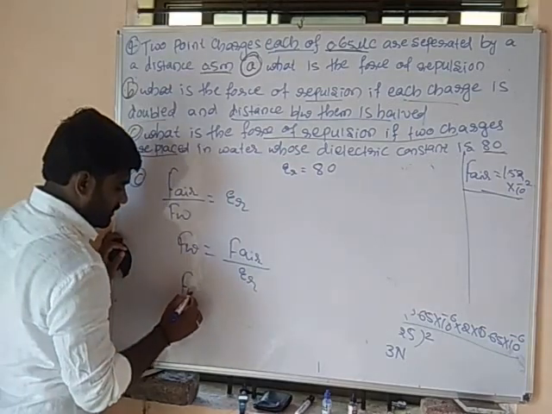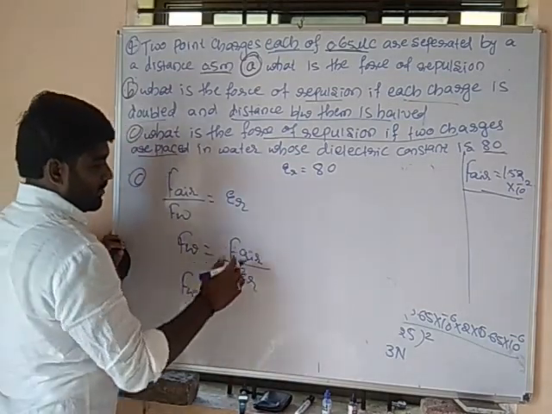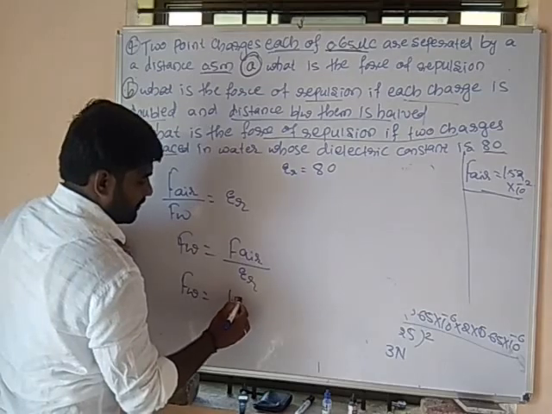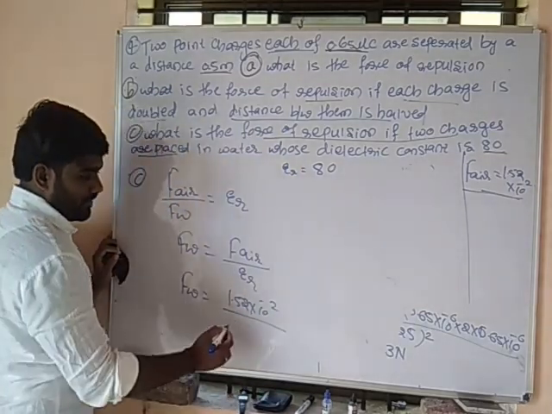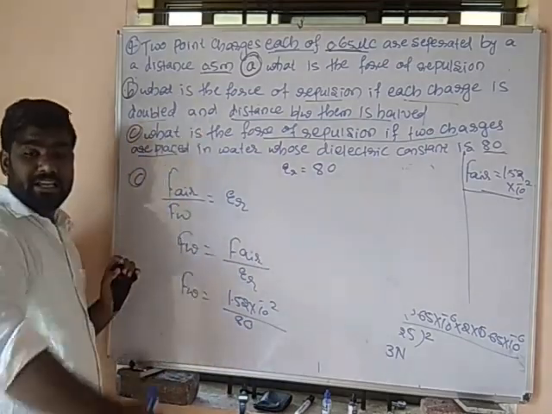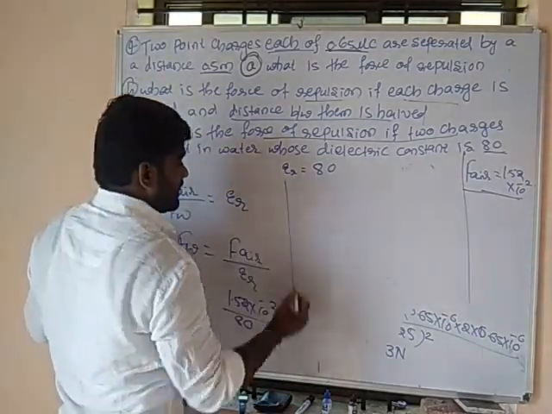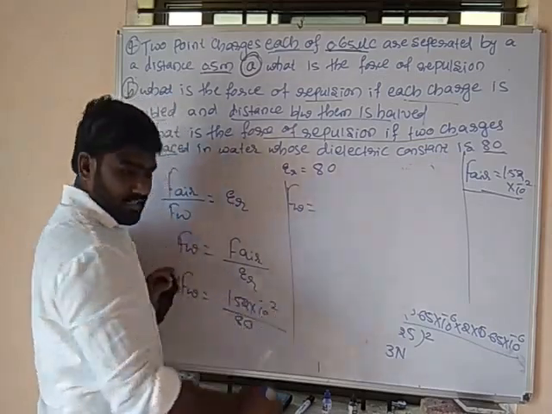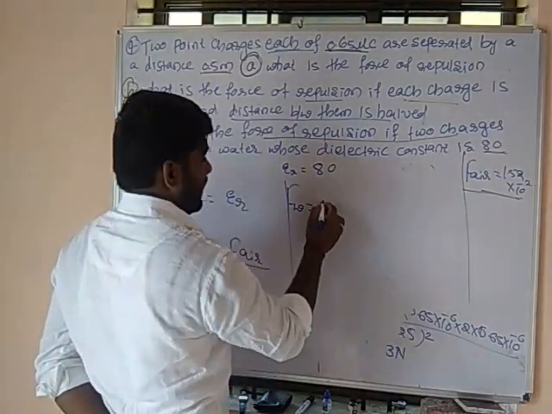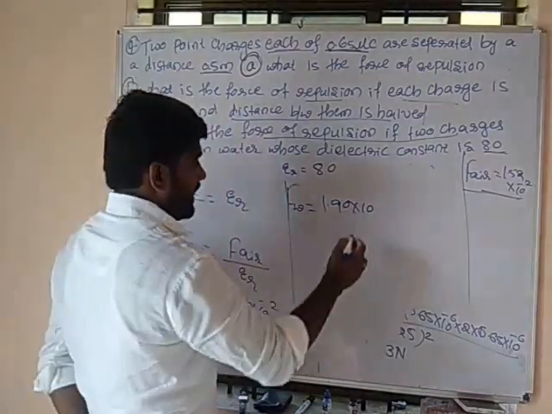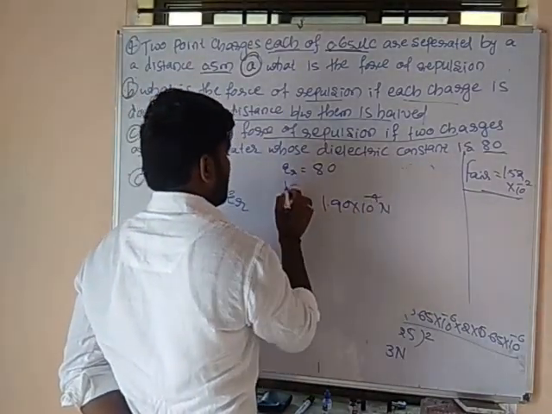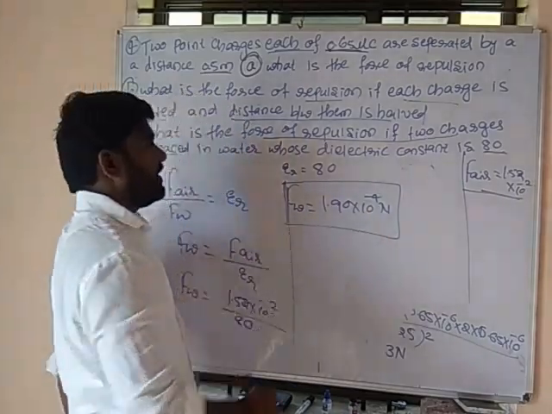So this force in water is equal to F in air. It will be 1.52 into 10 to the power minus 2, whole divided by 80. So this force in water will be 1.90 into 10 to the power minus 4 Newton. Okay? So this is the problem.